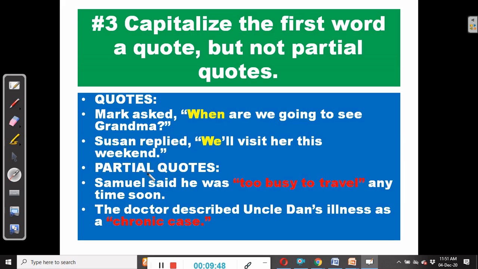Then let's look at examples of partial quotes that ought not to be capitalized. Samuel said he was "too busy to travel anytime soon." Now, because we just took part of what Samuel said, it's not his complete statement. Therefore, it is a partial quote and ought not to be capitalized. So that's why we look at it here. "Too busy to travel." The word "too" begins with a small letter t.